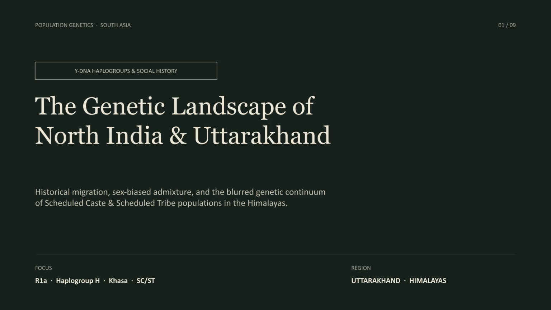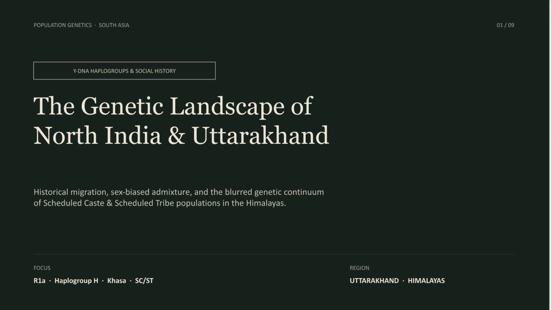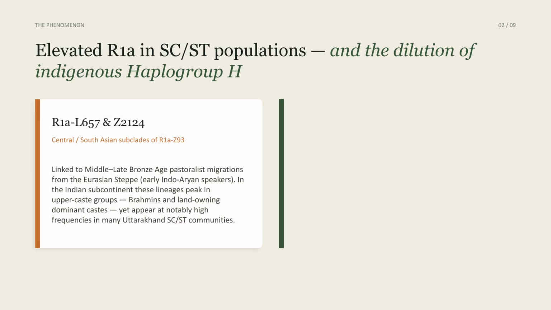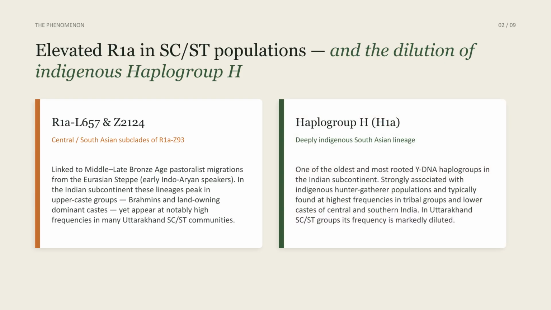This video explores the genetic landscape of North India and Uttarakhand, focusing on historical migration, sex-biased admixture, and the genetic patterns of scheduled caste and scheduled tribe populations in the Himalayas. A notable phenomenon is the elevated presence of R1a lineages in SCST populations, paired with the dilution of the deeply indigenous haplogroup H. R1a-L657 and Z2124 are linked to Bronze Age migrations, while Haplogroup H is associated with ancient hunter-gatherer roots.